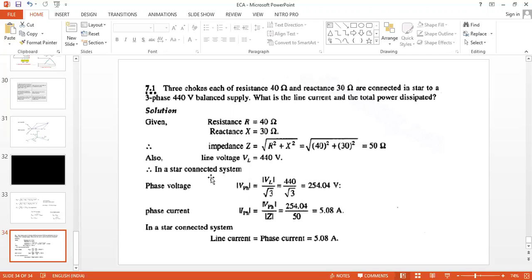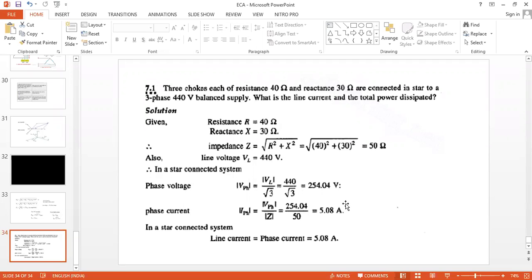In a star connected system, what is the relation we have? Line voltage equals root 3 times phase voltage. So phase voltage equals line voltage by root 3. Only one formula: for star, line voltage equals root 3 times phase voltage. Now whether they are asking line current or power, first we have to calculate phase voltage and phase current. In any problem, phase voltage and phase current we have to calculate. So phase voltage equals line voltage by root 3, as they have mentioned star, which is 440 by root 3, 254.4.